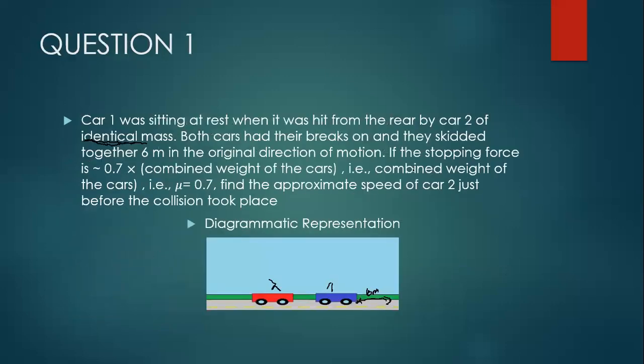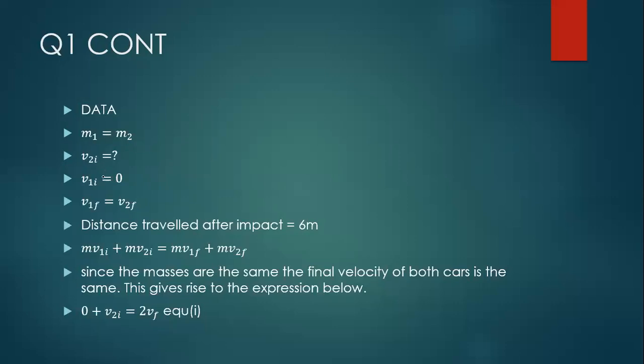So what velocity have we been told to find? We've been told to find the approximate speed of car 2. We already know that car 1 is at rest, so its velocity is 0. But car 2, we don't know its velocity.